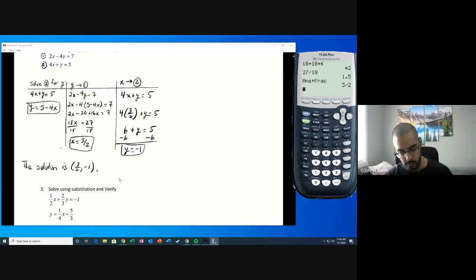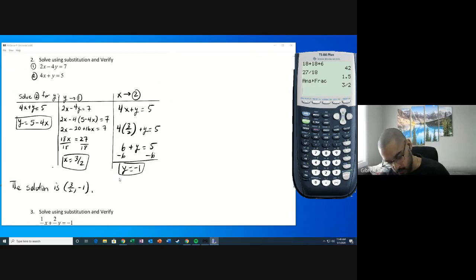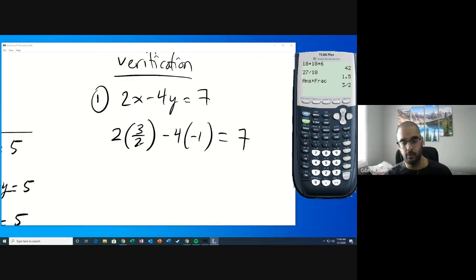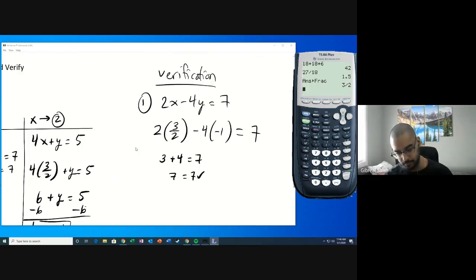Okay, we'll go verify it also. So here's our verification. Equation 1 first. So 2x minus 4y equals 7. 2 times 3 over 2 minus 4 times negative 1 should be 7. Now, for this first step, multiplying 2 with 3 halves, the 2's cancel, so it's just 3. That should be plus 4 is equal to 7. So 7 equals 7. First equation checks out.